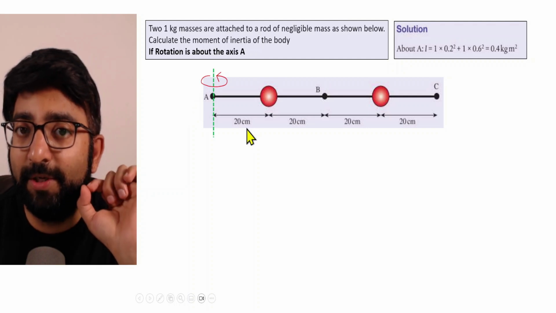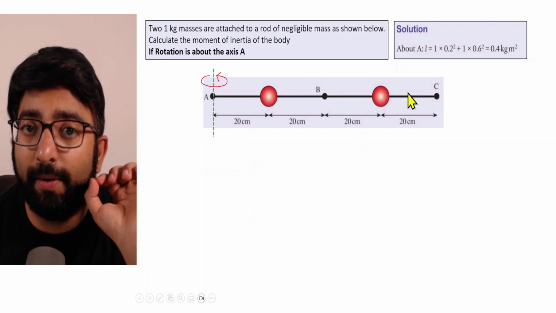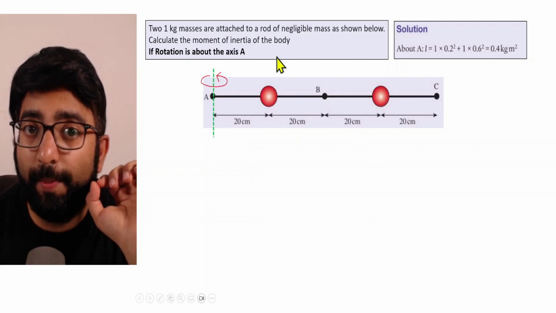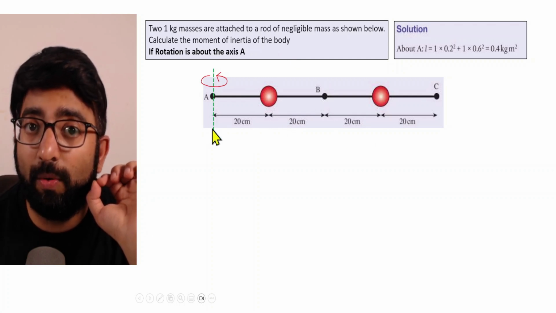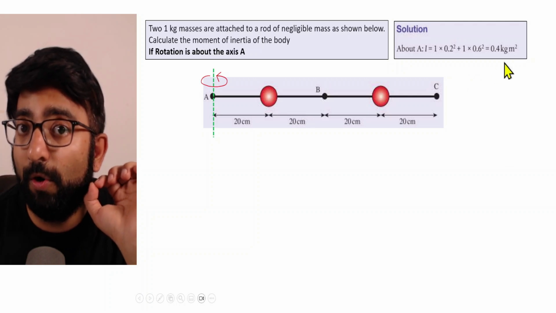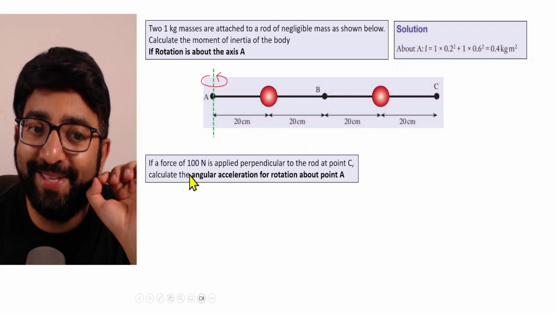This is the same question which we had done earlier. So we have two balls, 1 kg each, and we have a rod ABC, a horizontal rod. So previously we had found the moment of inertia of this entire system if the axis of rotation is about the point A, and the answer was 0.4 kilogram meter square. Now, in this case, what we are going to do, let's read.